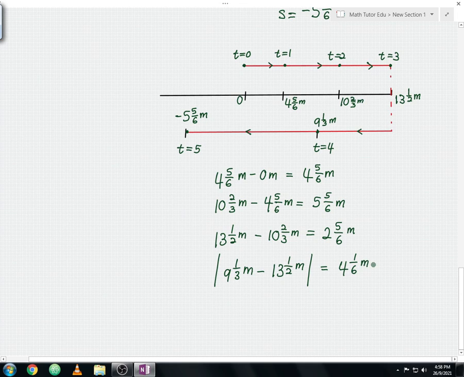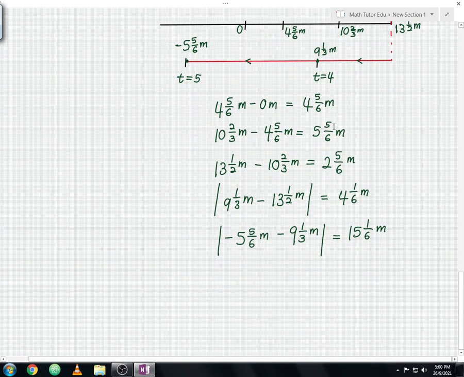Okay, and let us proceed to our last interval, negative 5 over 6 meter. Okay, and then you minus with 9 1 over 3 meter. Since we are calculating the distance, what you do, you put a modulus sign. Okay, you calculate the interval between them. So from here you get your distance interval is 15 1 over 6 meter.